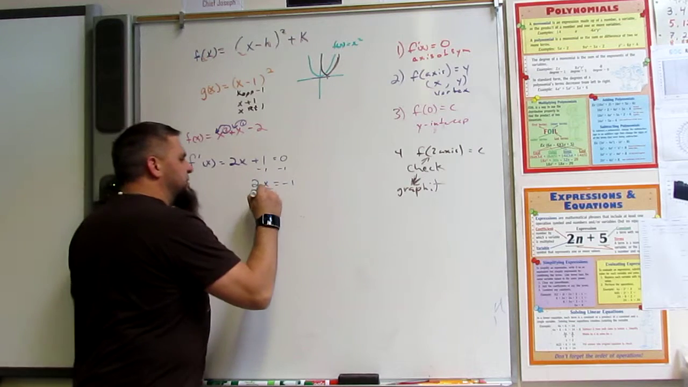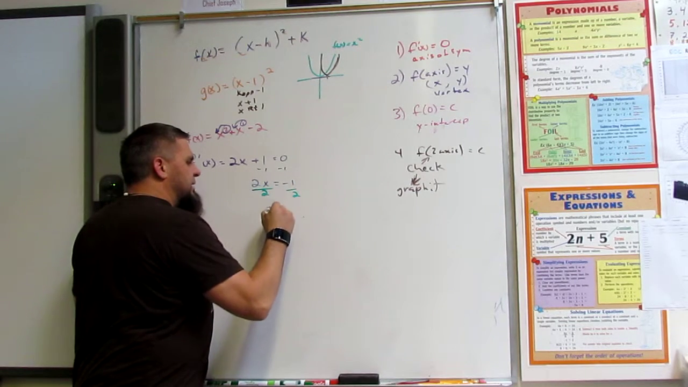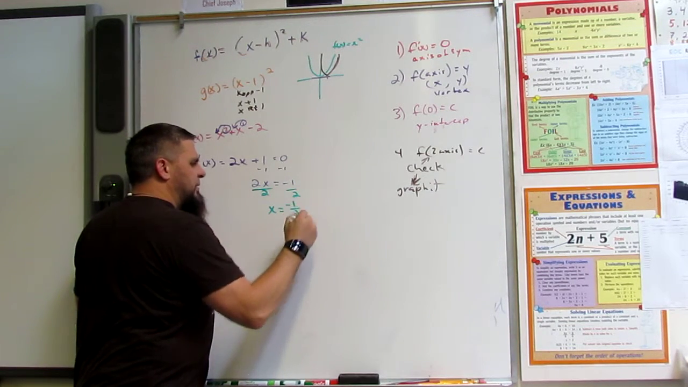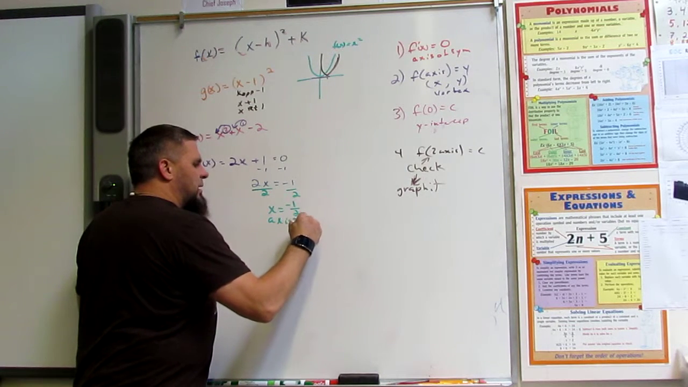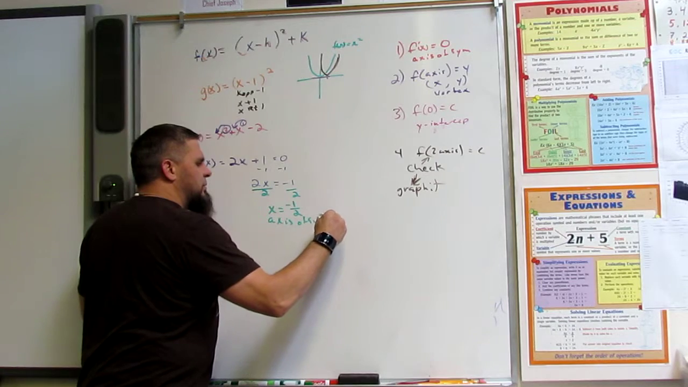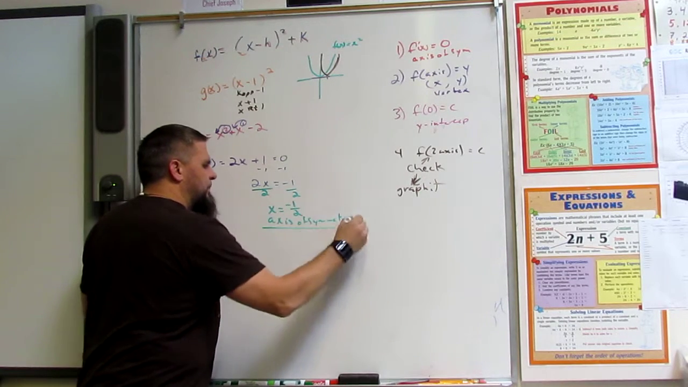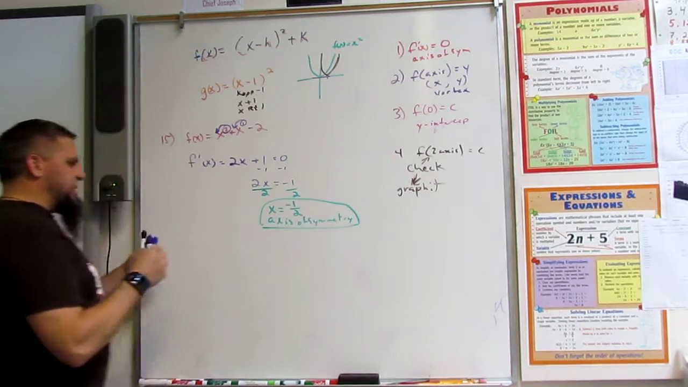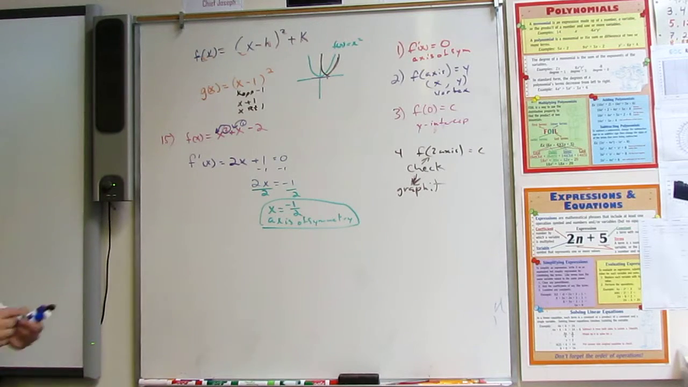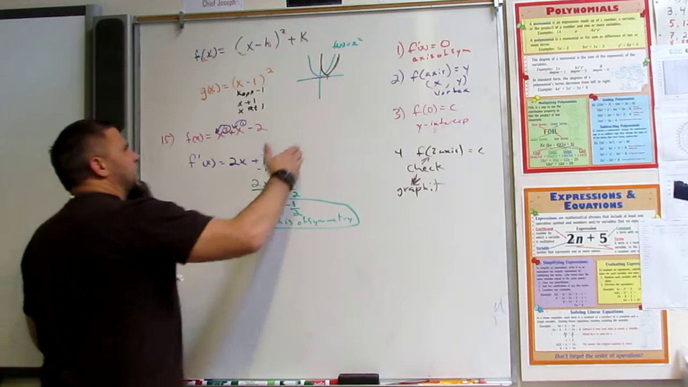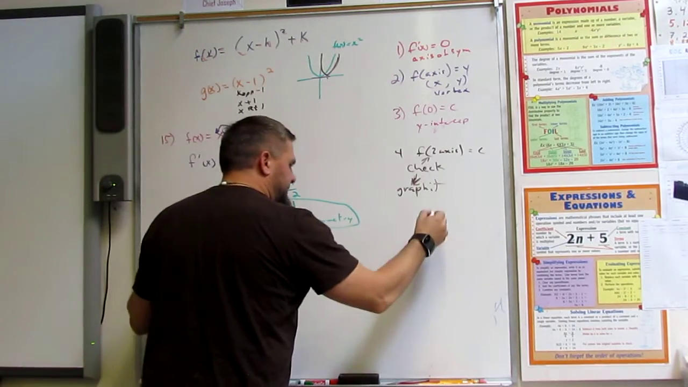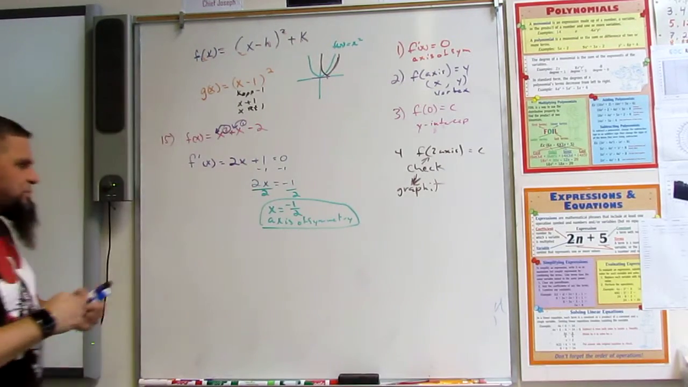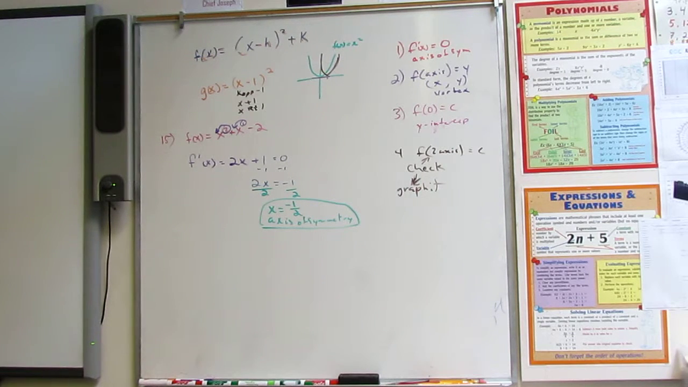Then I divide by 2. And I get x is equal to negative 1/2. This is my axis of symmetry. Okay? My axis of symmetry. And so at this point, I can see that my axis of symmetry is at -1/2. I'm not going to draw it till the end. I'll graph it at the end. That'll give you a good check.